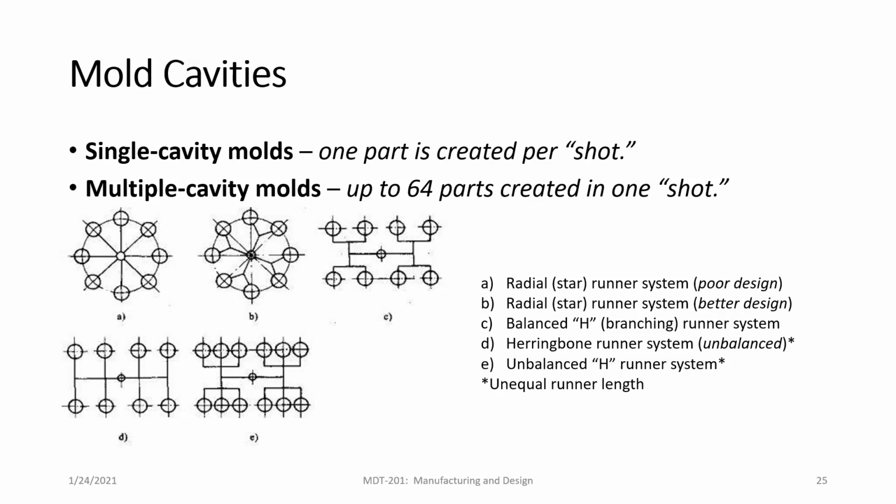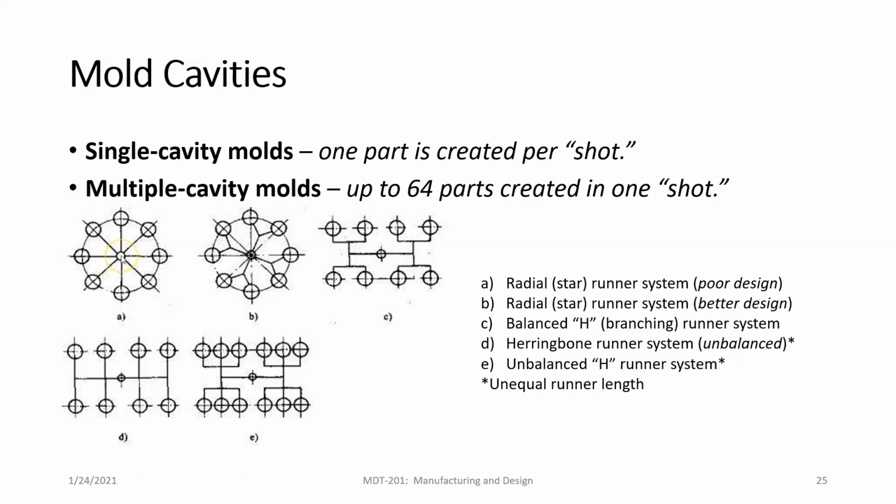Now, one of the interesting things to note here, one of the difficulties, I should say, is the fact that you need to make sure your gates and runners are all of equal length from the point of injection to the actual part, right? So if you look at these, letter A here, this radial star runner system, which it says is a poor design. I'm just using it for illustration purposes. This is the point of injection right in the center.